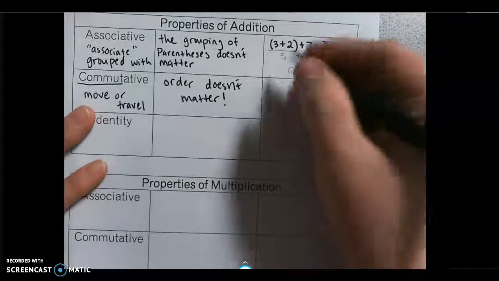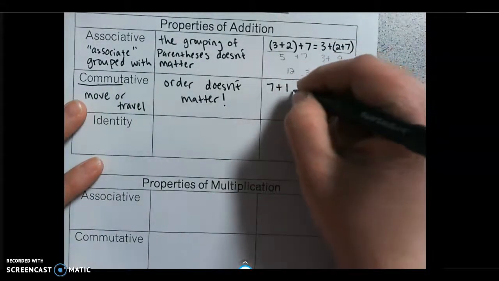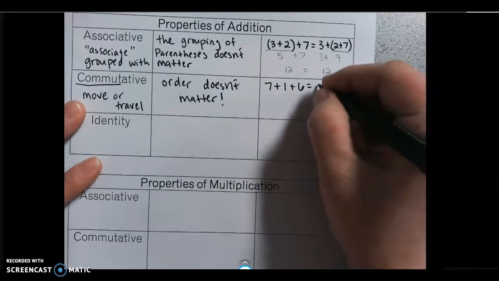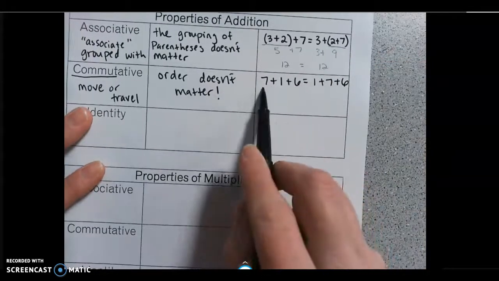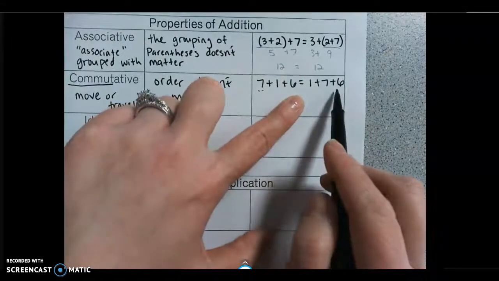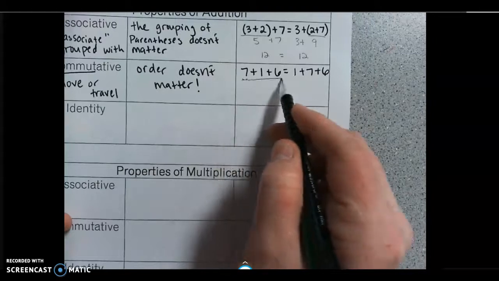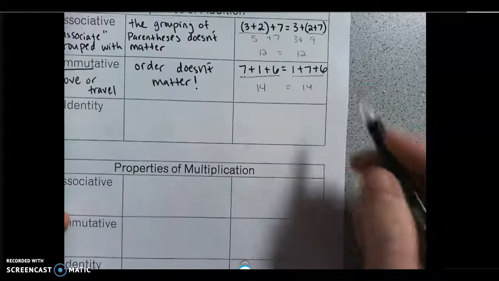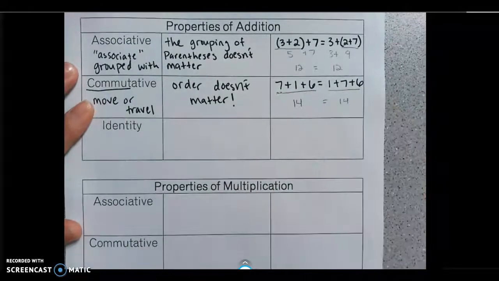So for example, on this you could do 7 plus 1 plus 6. And if I move these around, and maybe this time I do 1 plus 7 plus 6, the order doesn't matter. I still have a 7, I still have a 1, I still have a 6, but the answer is still going to be the same thing. If I add these together, I get 14 over here, and if I add these together, I get 14 over here. So the order does not change the answer. Commutative property of addition, you can add in any order you want, and it doesn't change.